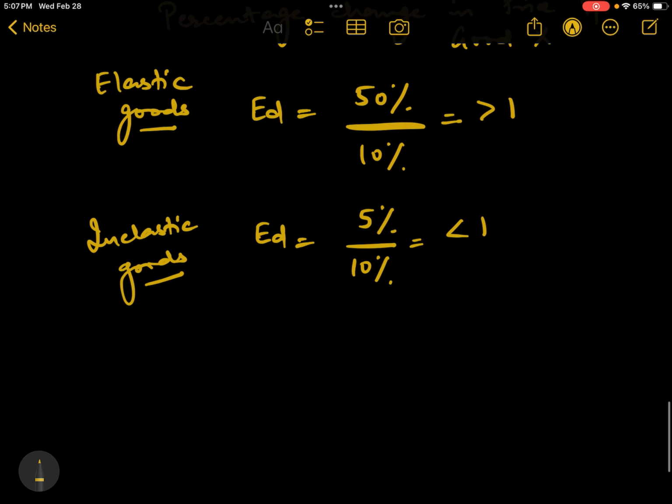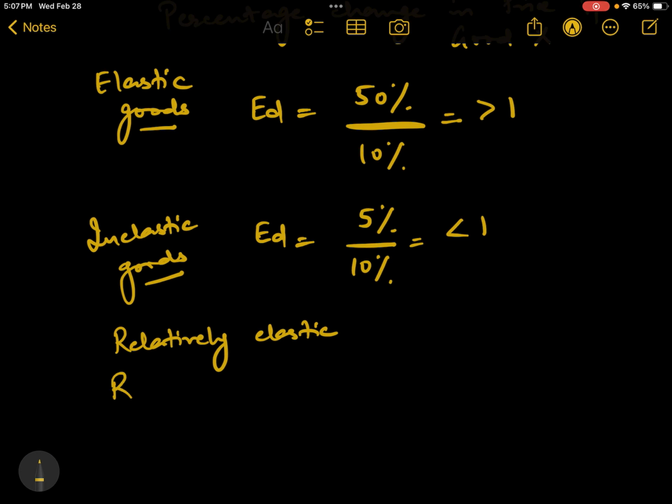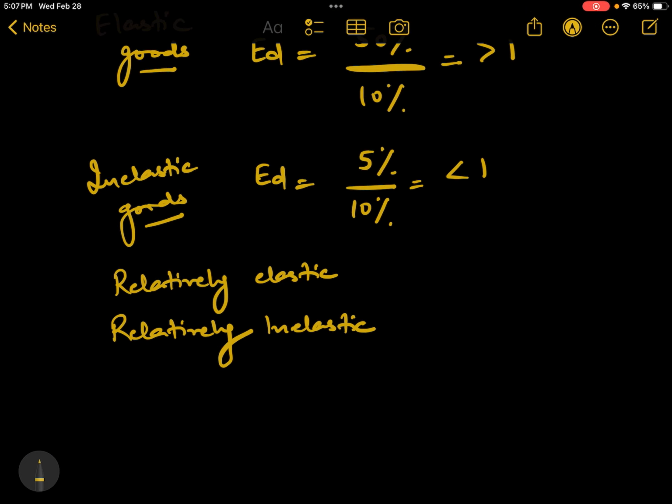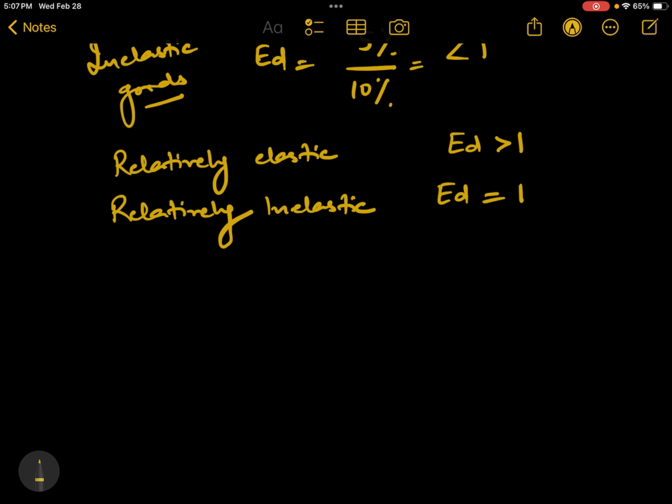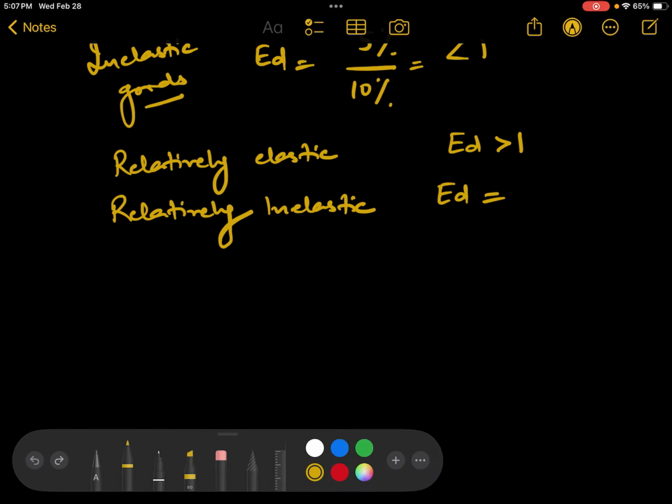So these are cases of relatively elastic goods and relatively inelastic goods. Now you will come across 5 types of elasticity of demand. Price elasticity of demand: relatively elastic means when the elasticity coefficient is greater than 1. This is elasticity coefficient equal to 1. Sorry, my mistake. This is less than 1.